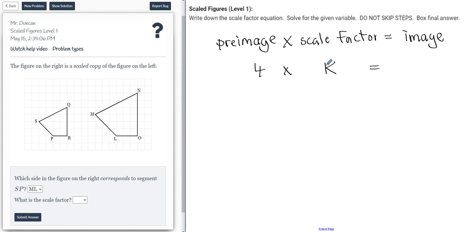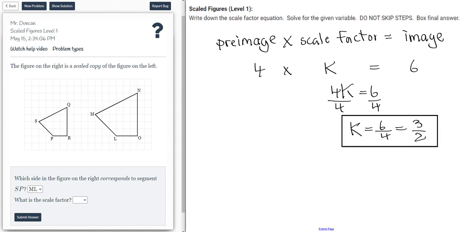We're going to find out what that is in just a moment. And then the length of NO would be 1, 2, 3, 4, 5, 6. 4 times k equals 6. That'll simplify to 4k equals 6. And then we'll divide by 4 on each side, and we'll find out that our k factor is actually equal to 6 over 4, which does reduce to 3 over 2. So that's actually our answer to this question right here.